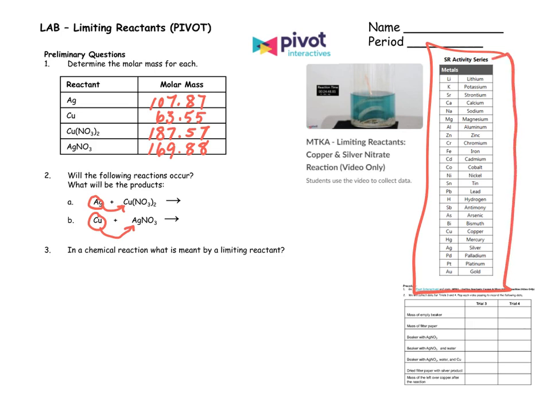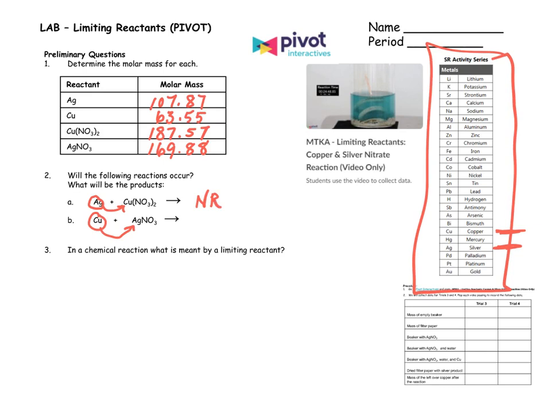First, find copper and silver. All right, both of them kind of toward the bottom. Copper is higher than silver, so copper could replace silver, but silver cannot replace copper. Therefore, the first reaction would not happen. We'll just write NR for no reaction.